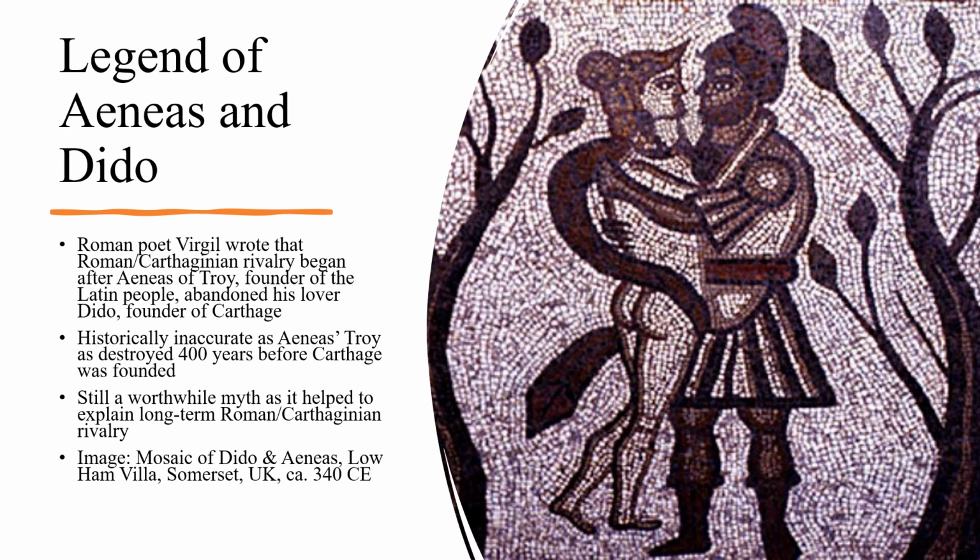I'll briefly touch on the legend of Aeneas and Dido. Dido was probably based on Queen Elisa, who was a real historical figure. Dido herself, though, the chronology is not accurate historically or archaeologically. So this is a myth or a legend created by the Roman poet Virgil much later in history as a way to explain the long-term rivalry between the Carthaginians and the Romans in what were called the Punic Wars, or the wars with Carthage. Punic, of course, being the Latin term for Carthaginians.